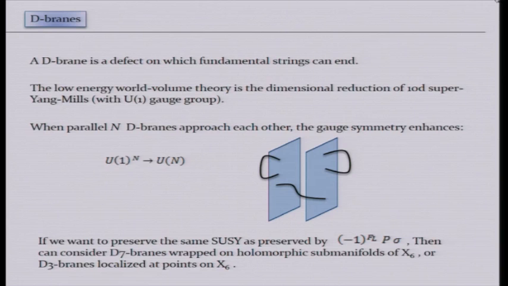Okay? Now, if you want to preserve the same supersymmetry that's preserved by the ones which gave you O7 planes, so the minus 1 to the F left times omega sigma, then that's also the same supersymmetry which would preserve D7 branes and D3 branes, at least if you wrap them on holomorphic submanifolds of X6. And for D3 branes, you have to localize them at points in X6. Yeah, I'm stating that. I didn't derive it here, but you can derive that.